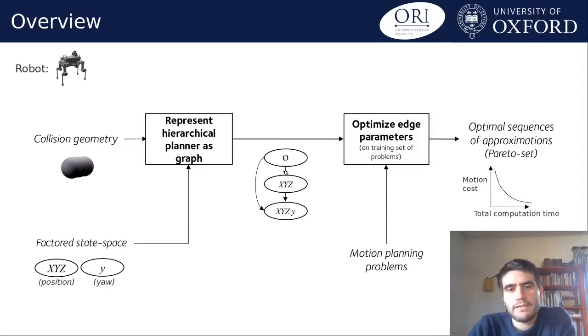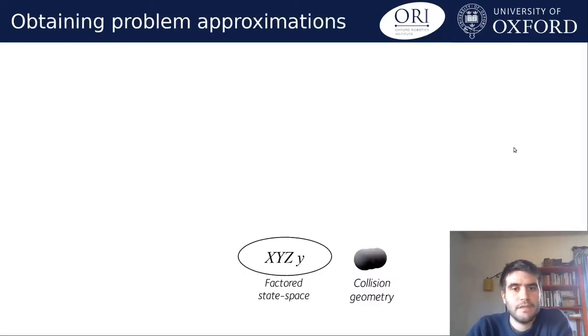Then we will add parameters to these edges, and we're going to optimize those edge parameters on a training set of motion planning problems. That is going to give us multiple solutions for these edge parameters on a Pareto front. Each of those solutions is going to have an optimal trade-off between total computation time of the planning hierarchy and motion cost of the final solution. Let me go step by step on how we do this.